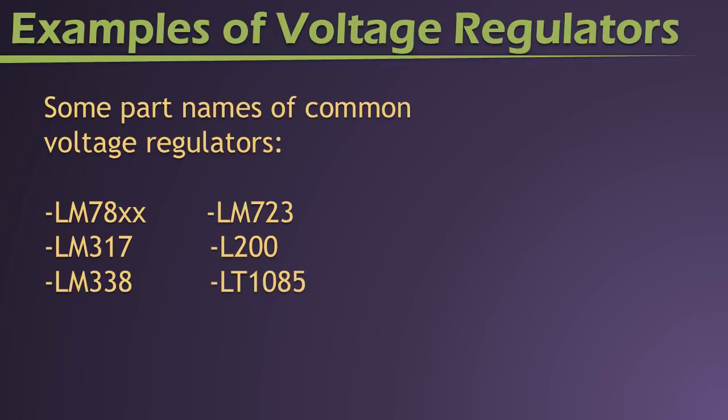The LM723 is an older chip that actually has a couple more options. And you can work with a little more, but it can be a pain and not worth it, depending on what you're doing. The L200 is also an adjustable regulator, but it also has 2 extra pins to provide current control, so you can set a maximum current that you'd like it to pass, and that can be good for applications where you need that. And the LT1085 is a Linear Technology part, and some might say it's an improvement on the LM317, but the 317 is still very widely used today.